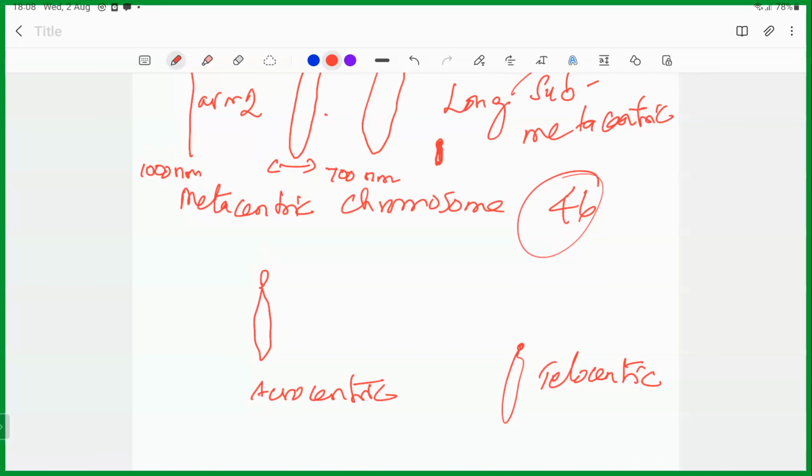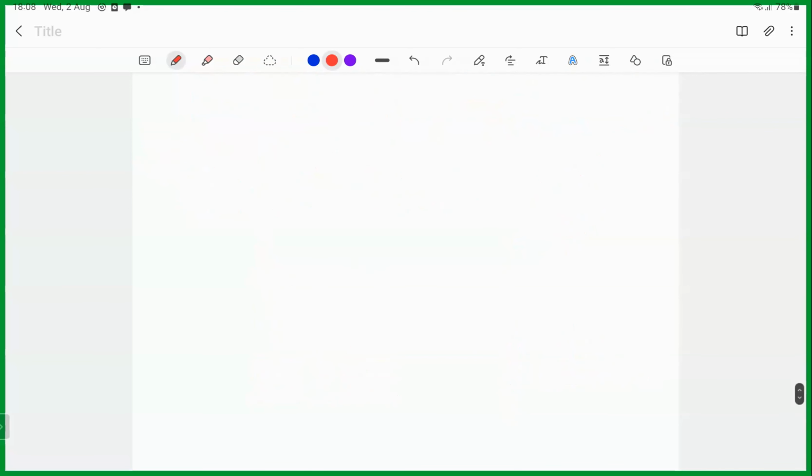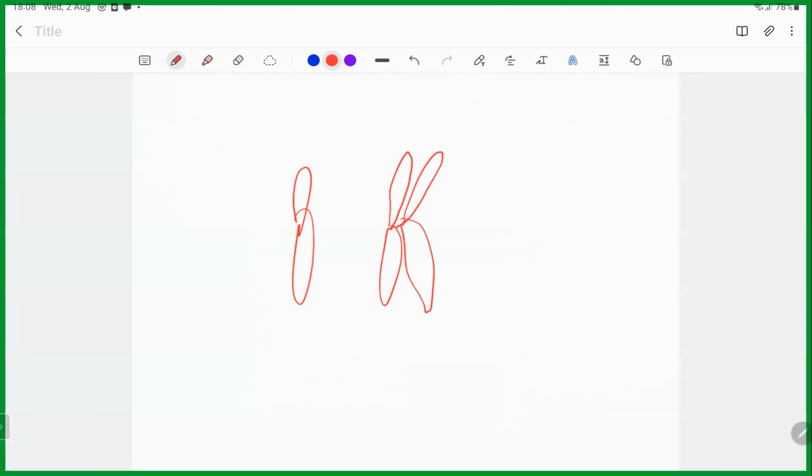Okay, this is the chromosome structure. Only during cell division, the first one is the normal chromosome, like this. And during cell division only, this chromosome produces its copy. Can you understand? This is called what? Sister chromatid.